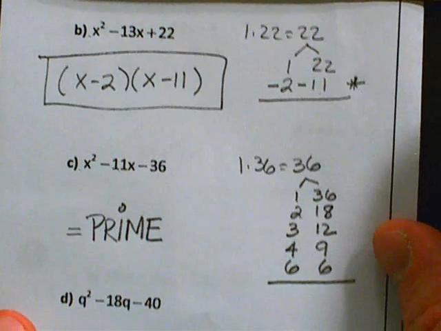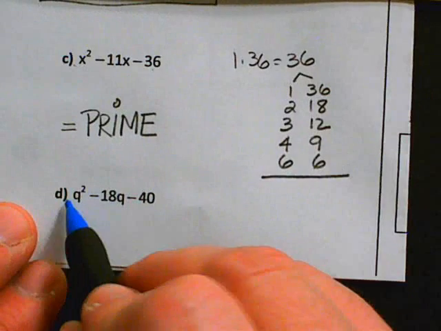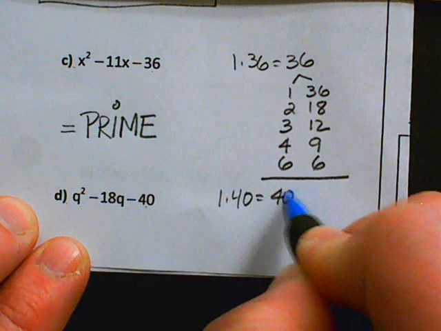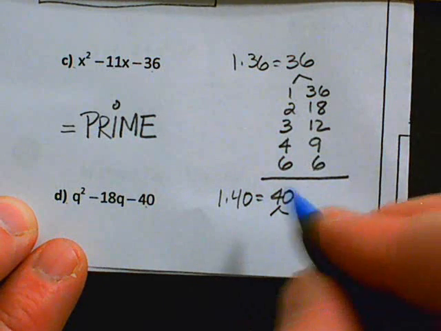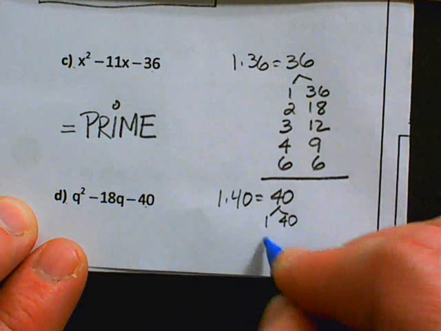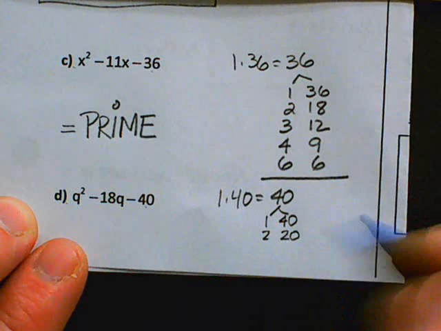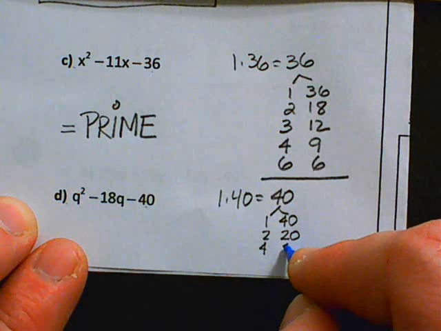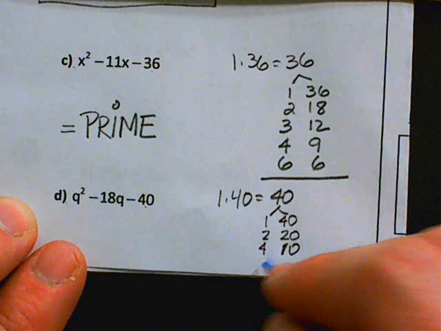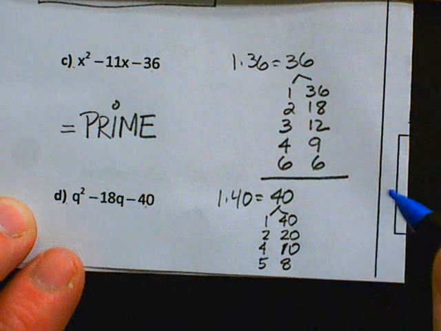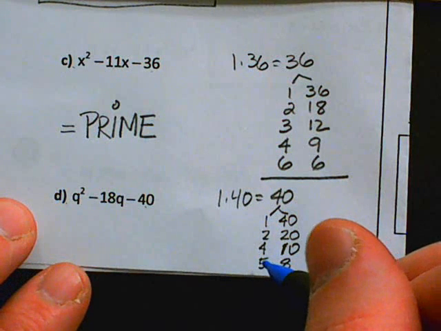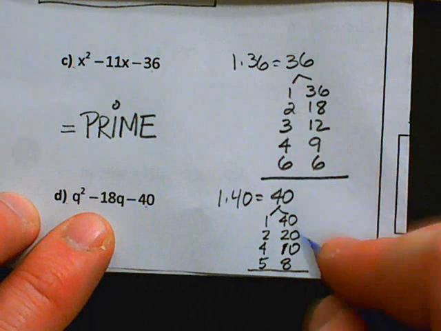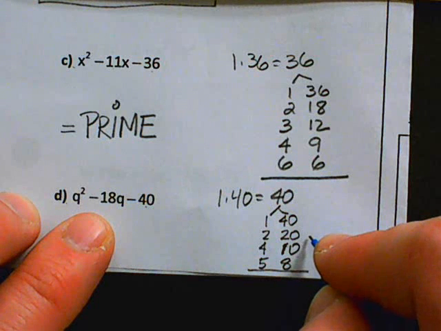We're going to do 1 times 40. So 1 times 40 is 40. What two numbers give me 40? It would be 1 and 40, 2 and 20. 3 does not go into 40. How about 4 and 10? 5 and 8. And then 6 doesn't go in, 7 doesn't go, and then 8's already on the list. I'm looking for something that gives us 18, and the numbers that give us 18 are 2 and 20.